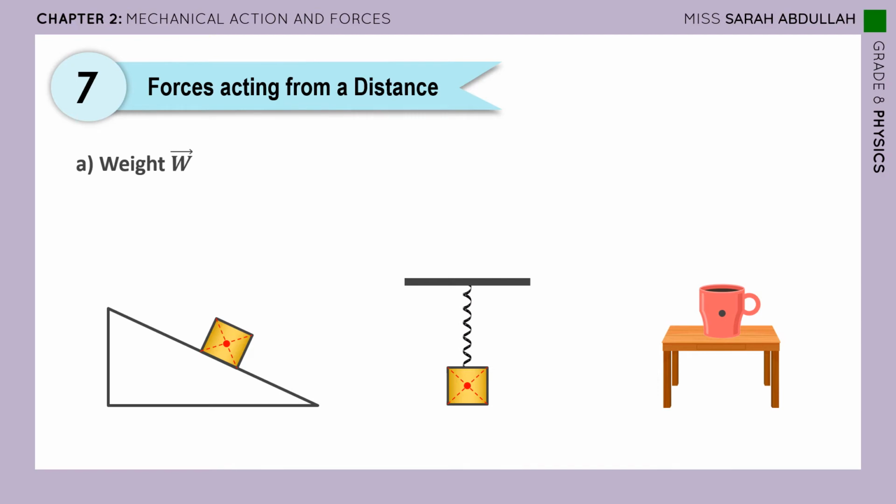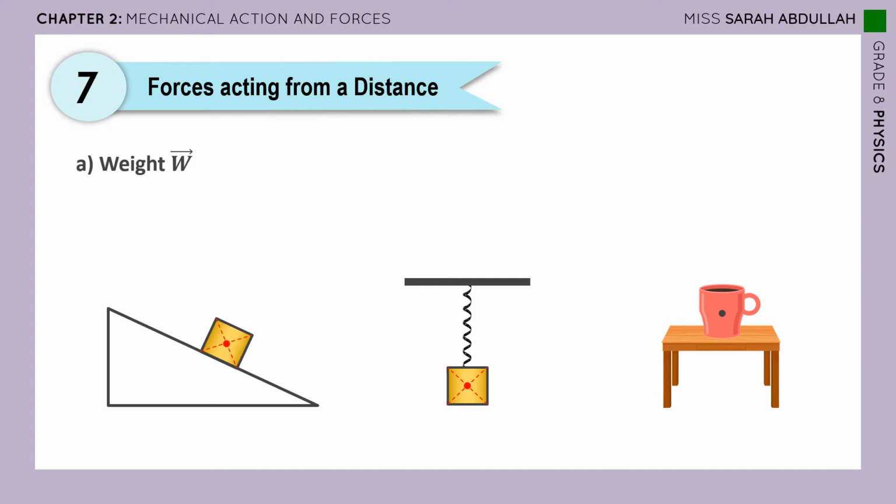So we talked about contact forces such as tension, normal reaction, what else? Muscular and friction. Okay, now we have the forces acting from a distance. We have weight, we have magnetic force, and we have electric force. So we're going to talk about each of these.